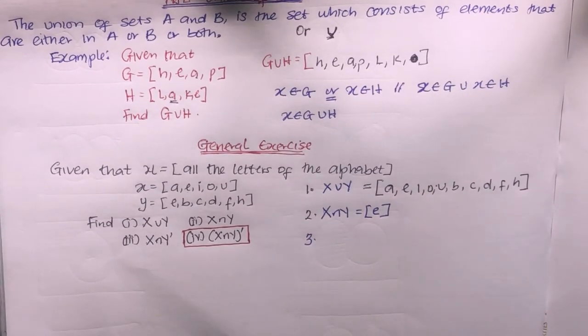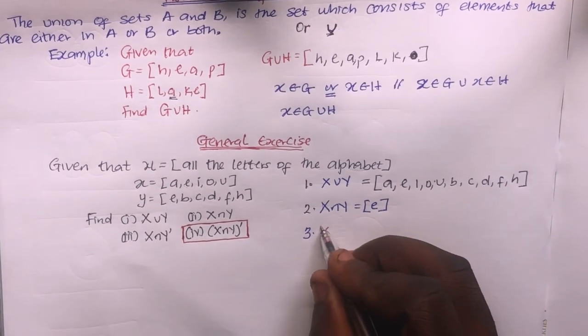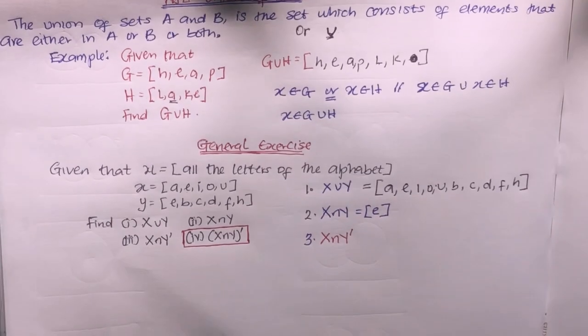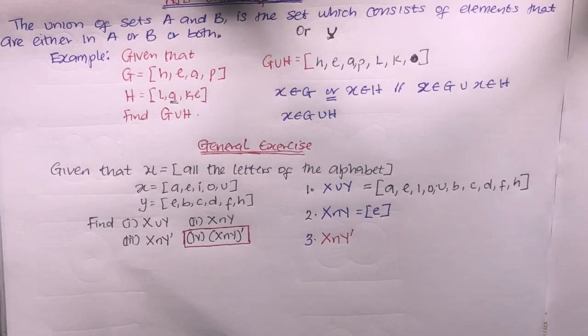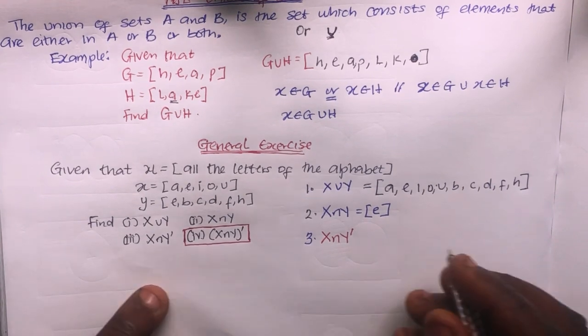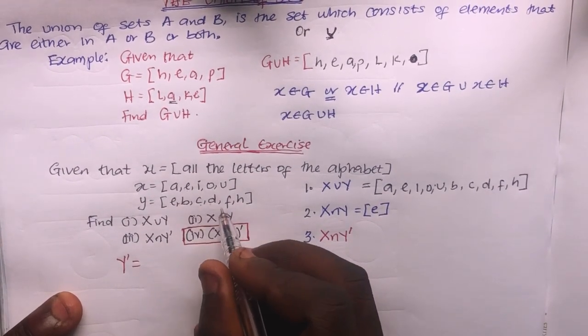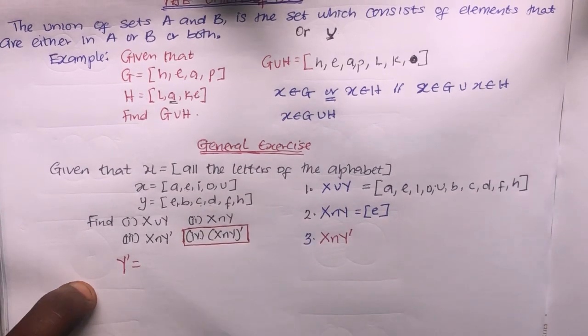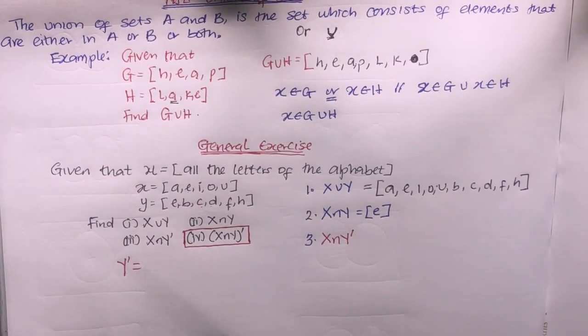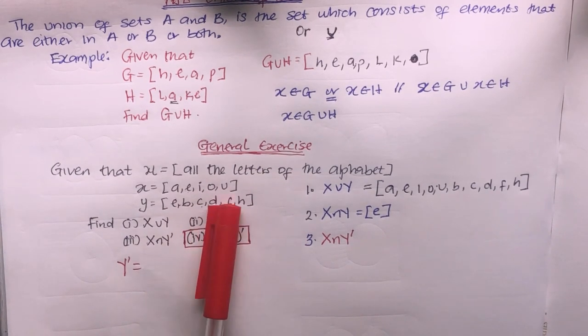Then let's move to the third case: X intersection Y complement. Y complement are elements that are not in Y, but they are in the universal set. You understand that? So we need to find our Y complement separately now. Y is E, B, C, D, F, and also H. That means our Y complement will be all other elements in the universal set except E, B, C, D, F, H.